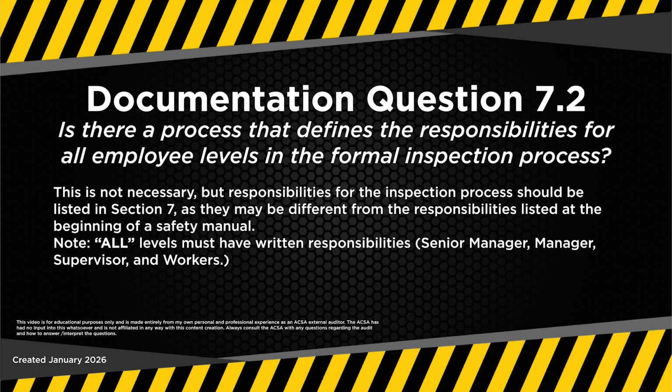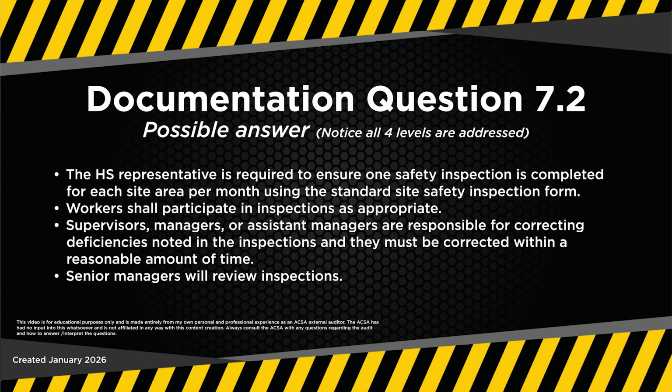So a possible answer for question 7.2, and again, this is just an example, but you'll notice that all 4 levels are addressed. You'll see, for example, the HS representative is addressed as well. Workers are addressed. Supervisors and managers are addressed, and then lastly, senior managers are addressed by saying they will review inspections. So the wording can be whatever is customary to your company, but it's critical that you have the heading so that you can see that workers, supervisors, managers, and senior managers all have responsibilities listed in Section 7.